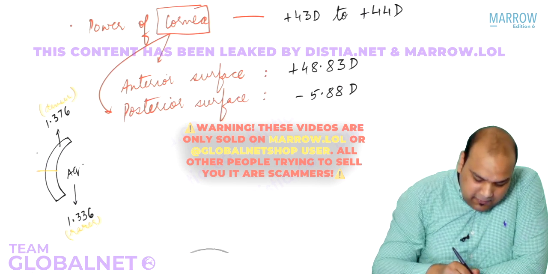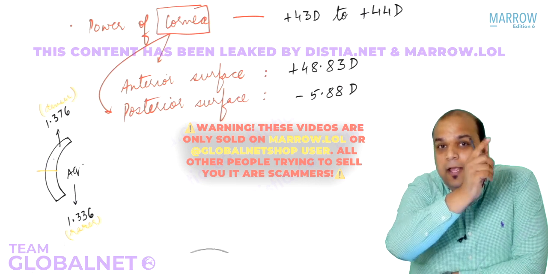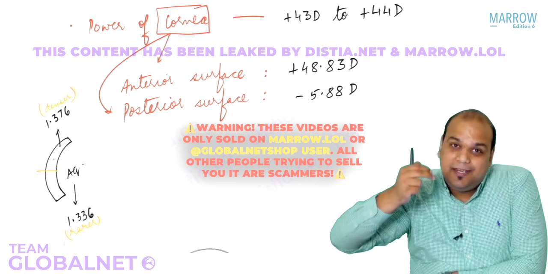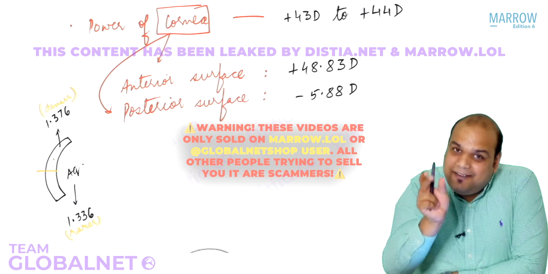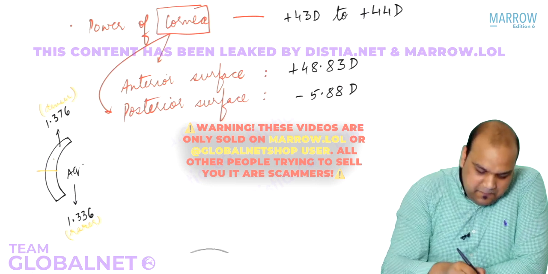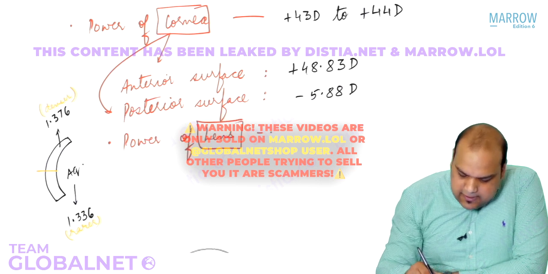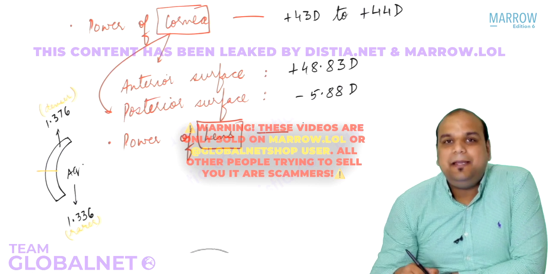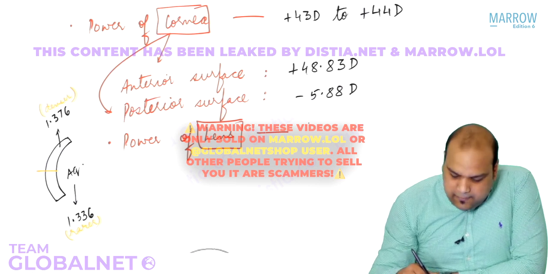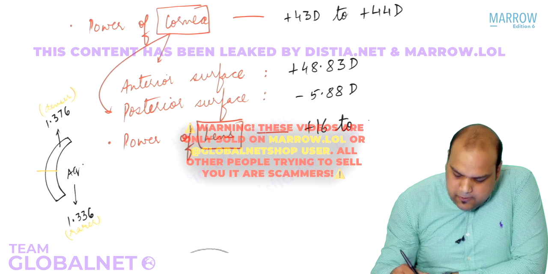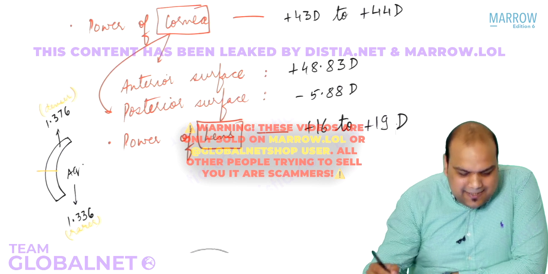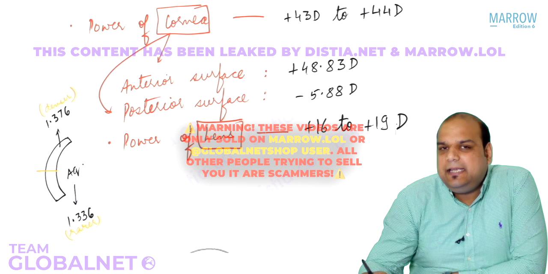When the light is coming from air into the cornea, it is coming from refractive index 1 to 1.376. That is why the light is converging. I hope you understand this. Apart from this, there should be power of lens. Power of lens, we should already know, has already been discussed in the lecture on lens, everybody. Both the surfaces together have the equal power, plus 16 diopter to plus 19 diopter.